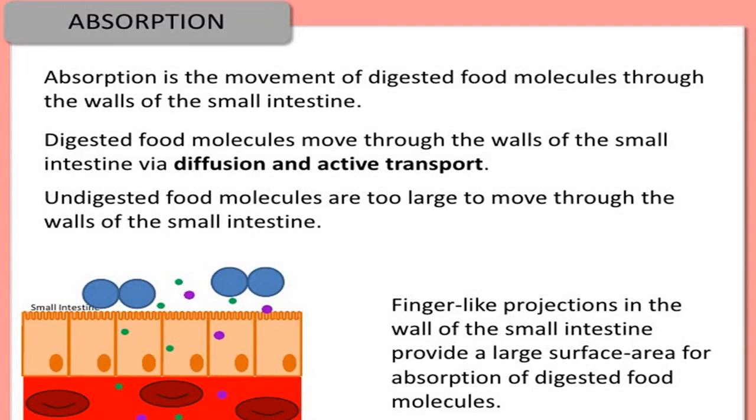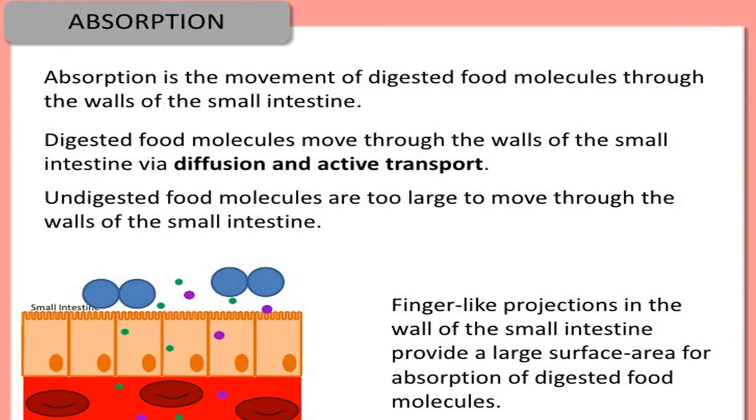Now the absorption. The food which is digested into its final components in the small intestine, or large food molecules, are now converted into small food molecules. Now they are absorbed by the cells of the villi, and then through blood they are transported to each and every part of the body.